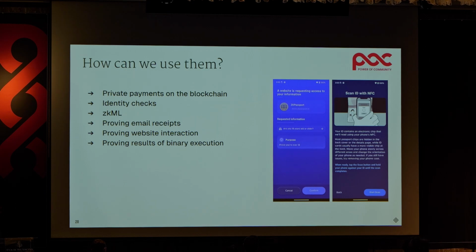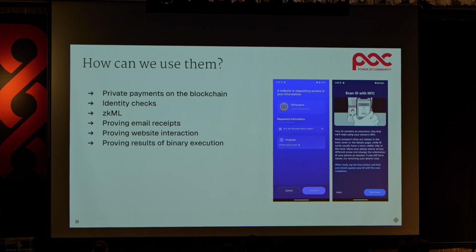You can reveal only part of the email and check that everything else is in line with some procedures, but without revealing any other information. And one of the hardest things to actually prove, but which is possible today, is that you can even prove the results of binary execution. So, for example, if you have a RISC-V binary, you can show that if you give it a particular input, the result of the execution of that binary on that input is going to be the following.